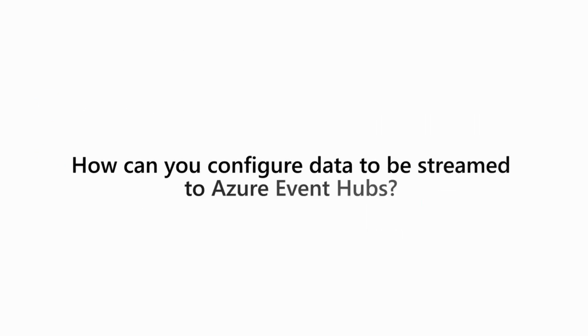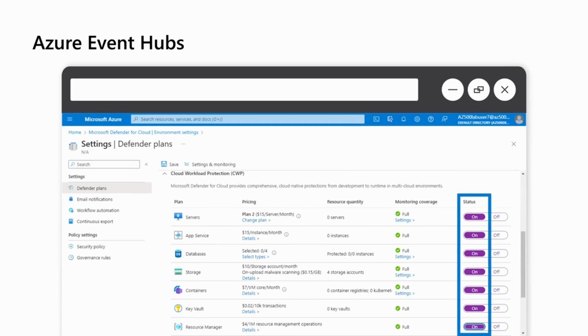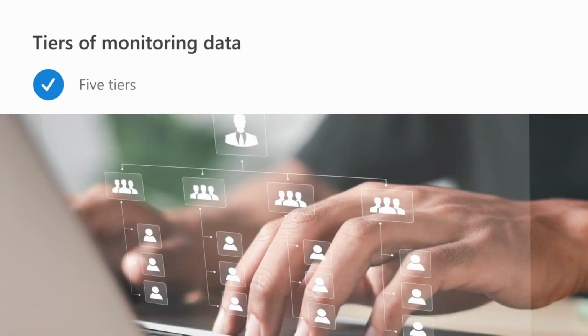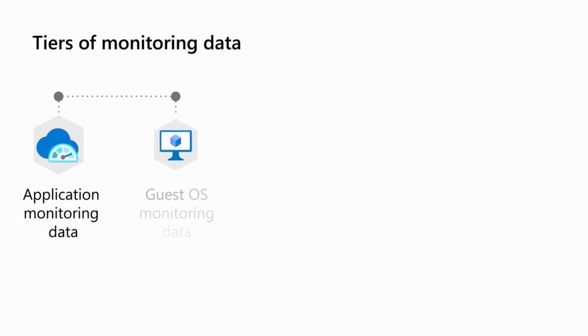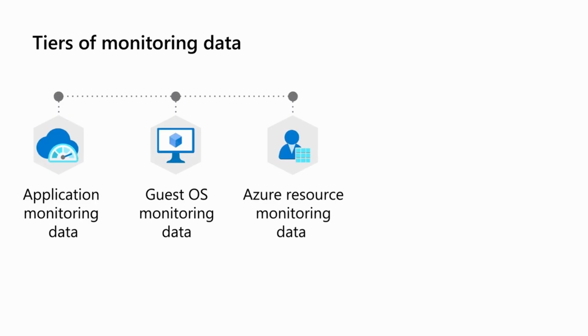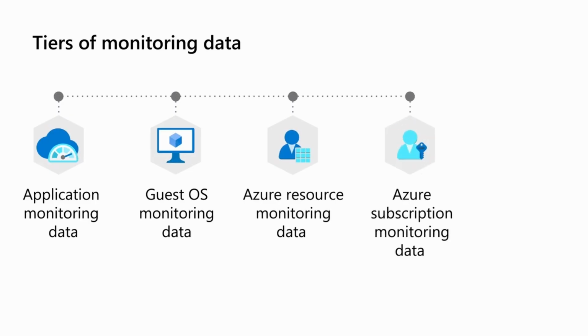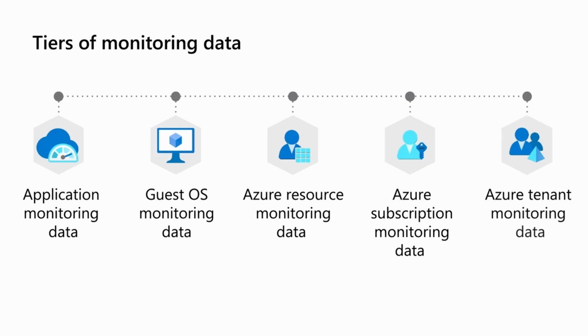Let's look at how you can configure data to be streamed to Azure Event Hubs, assuming you already have Microsoft Defender for Cloud configured in your Azure subscription. There are 5 tiers of monitoring data within your Azure environment, and the method of collecting data from each tier varies slightly. The 5 tiers of monitoring data are Application Monitoring Data, Guest Operating System or Guest OS Monitoring Data, Azure Resource Monitoring Data, Azure Subscription Monitoring Data, and Azure Tenant Monitoring Data. Let's look at each of them in detail.